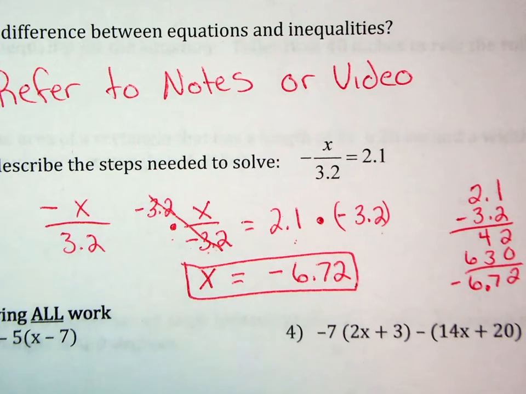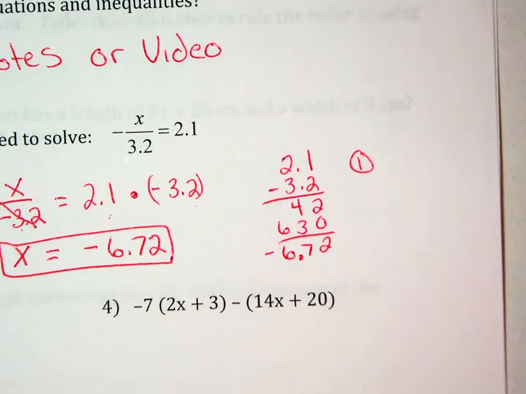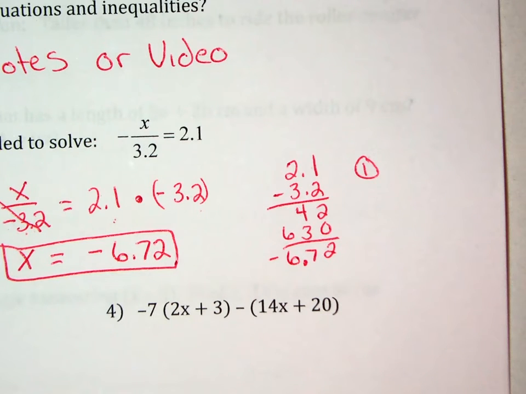And since the problem says not only to show, but also to describe, then I would need something over to the side in words. Step 1, multiply both sides of the equation by negative 3.2. Step 2, simplify. Step 3, identify x as equal to negative 6.72. And certainly you could have more steps if you describe each thing that is taking place in more detail.